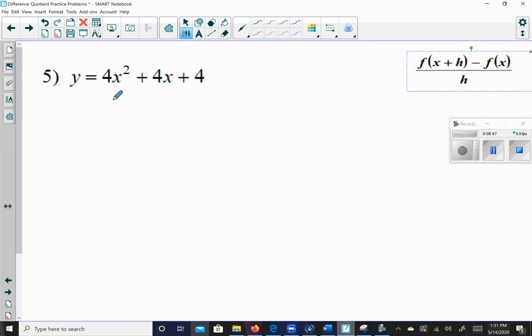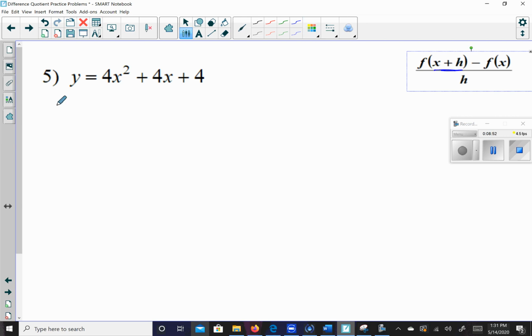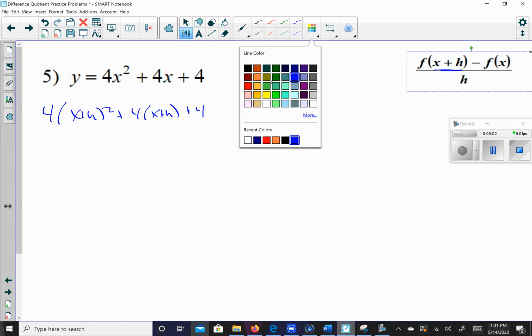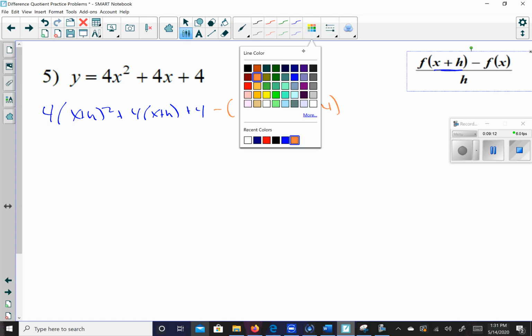Same thing, we're going to put in x plus h twice. So x plus h will go in twice, so this will be 4 times the quantity of x plus h squared plus 4 times x plus h plus 4 minus the original equation, putting it in parentheses, all over h.